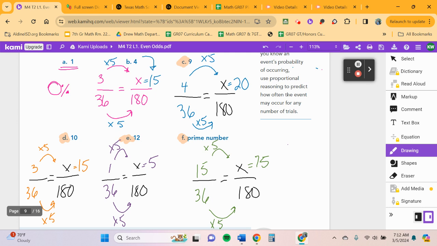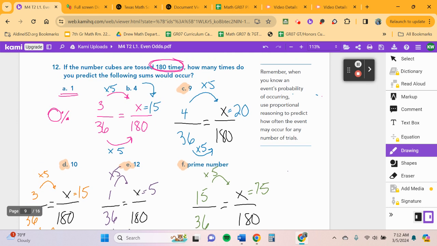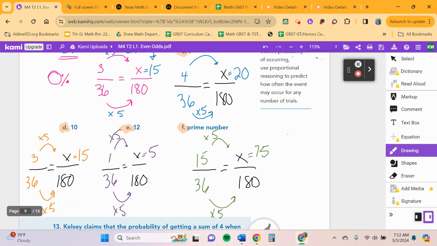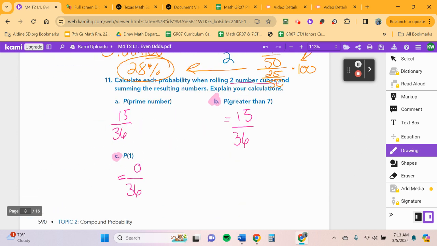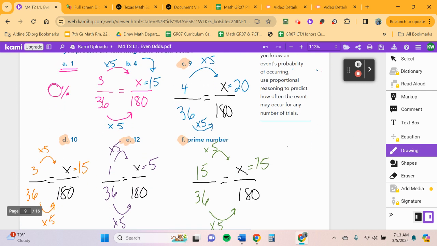Alrighty, let's check our answers. For C, you should have gotten 20. So the predicted amount of times the sum would be 9 out of 180 times is 20. For D, you should have gotten 15. For E, 12, you should have gotten 5 times. And for your prime number, we just used the probability that we found here, 15 out of 36. You should have gotten 75 times as the prediction. Take a couple seconds, get this copied if you need it. If you don't have all of it, it is okay. At least if you have one or two, that should be perfect.